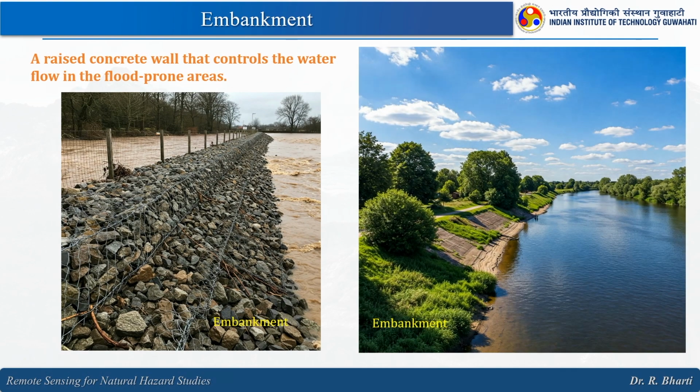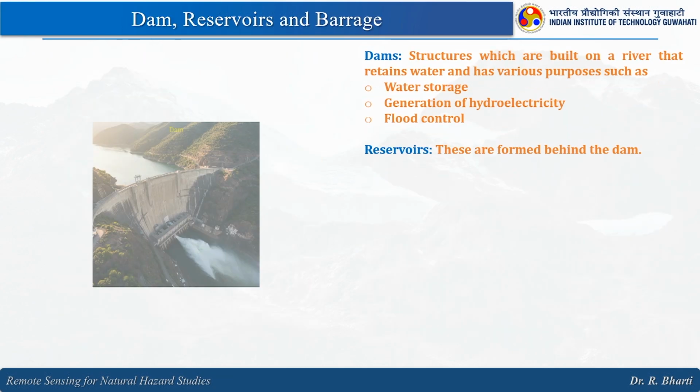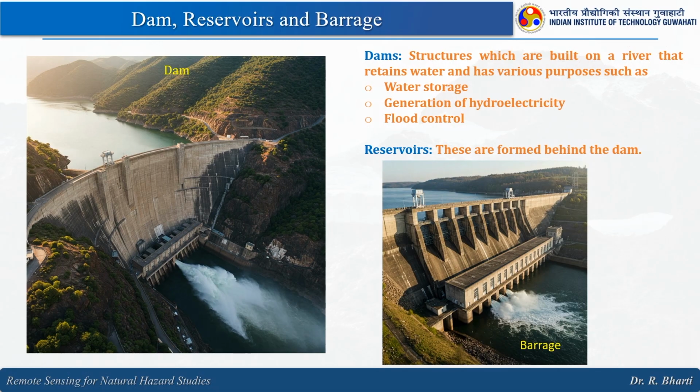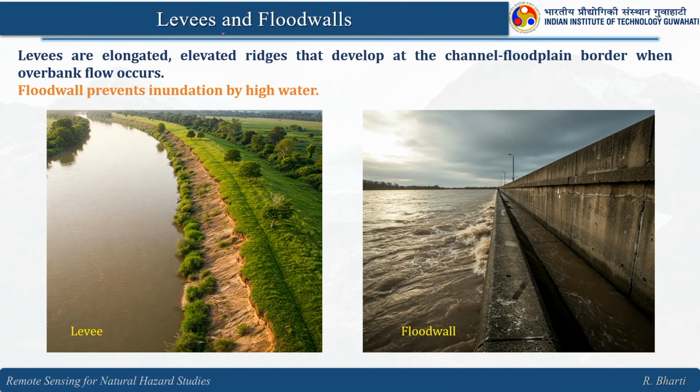This is the example of embankment you can see, so that you will be able to perceive what exactly I am telling you. These two are different types of embankments. Here you can see an example of dam and barrage. Then comes the levee and flood walls.